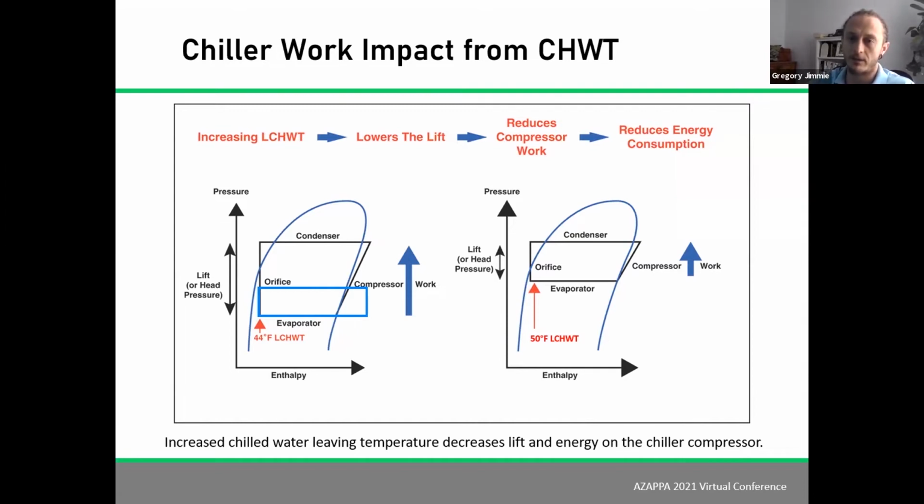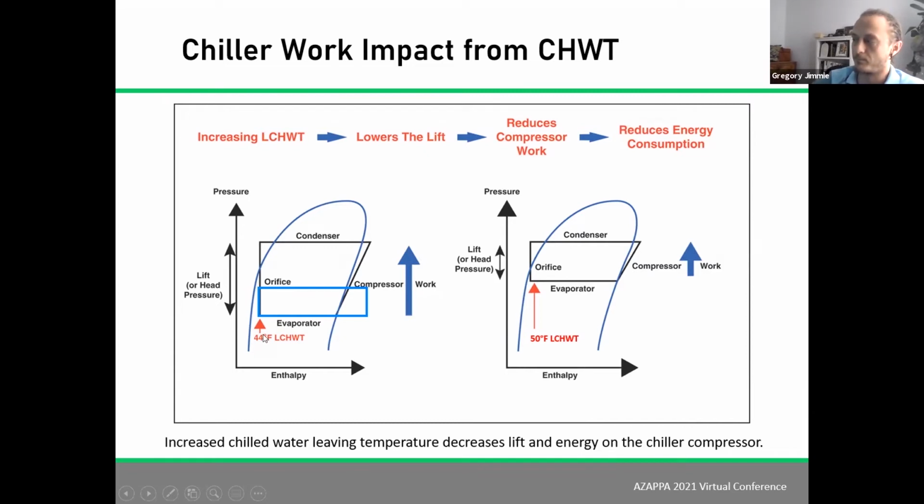I think this is probably the most well-known of the opportunities out there. What I've got depicted here is this enthalpy diagram representing basically bringing the floor up, I like to think of it as. By creating warmer chilled water, we bring up the lower operating pressure of the compressor, where it's starting to work. So it's starting from a warmer temperature and higher pressure. Overall, that reduces the compressor work. It's represented here by the smaller arrow.